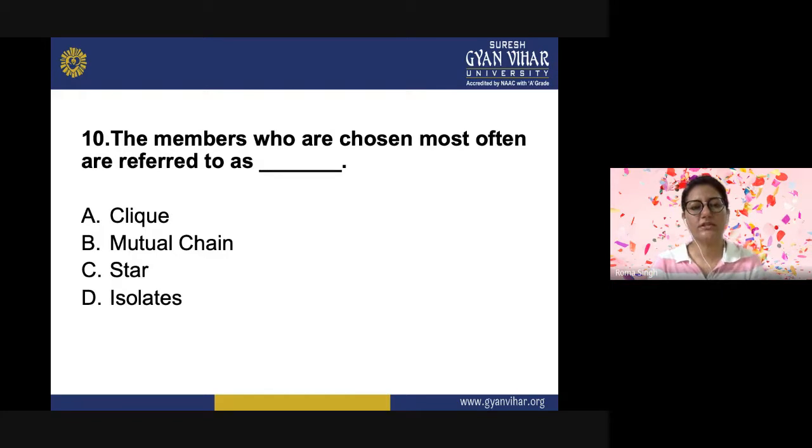The 10th question is, the members who are chosen most often are referred to as, options are click, mutual chain, star, or isolates. And the correct answer is star. So the person who is very popular among the group, who is chosen by almost everyone, who is actively involved in all kinds of activities, who is an extrovert person. Basically, people like to talk with him, people like to take advice from him. So that person chosen by many people of the group is termed as a star.